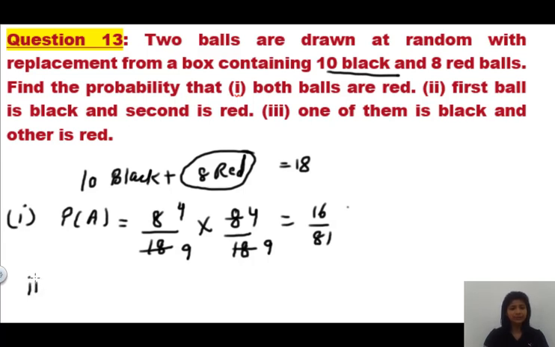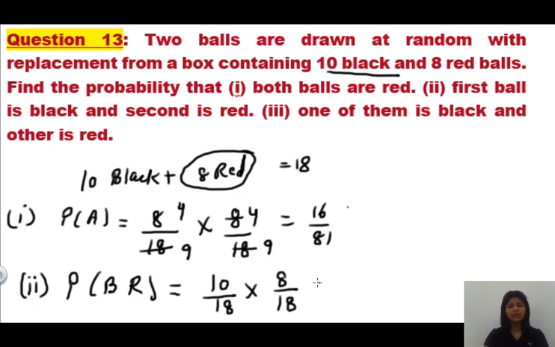In the second part, they are saying first ball is black, second is red. So I am writing it as first ball black, second as red. Black, the probability will be 10 by 18. For the second one, it will be 8 by 18. There will be no deduction in the number of balls because we are doing it with replacement. So solving it, 2 5s are 10, 2 9s are 18, so 5 by 9 times 4 by 9, 80 by 324, that is 20 by 81.